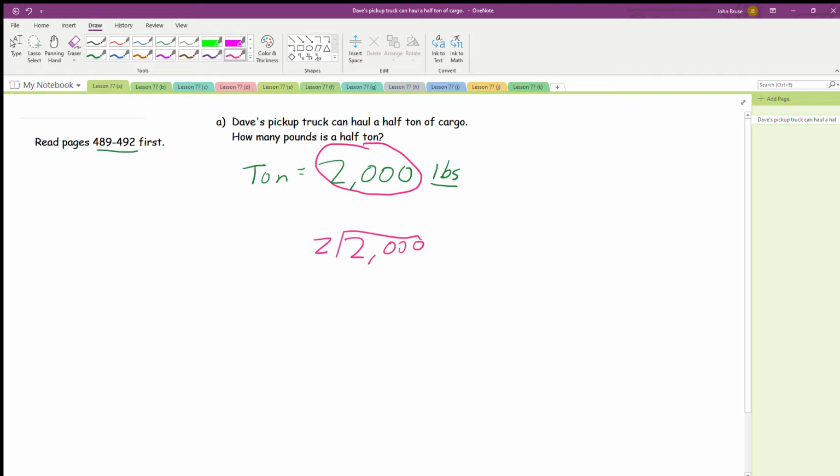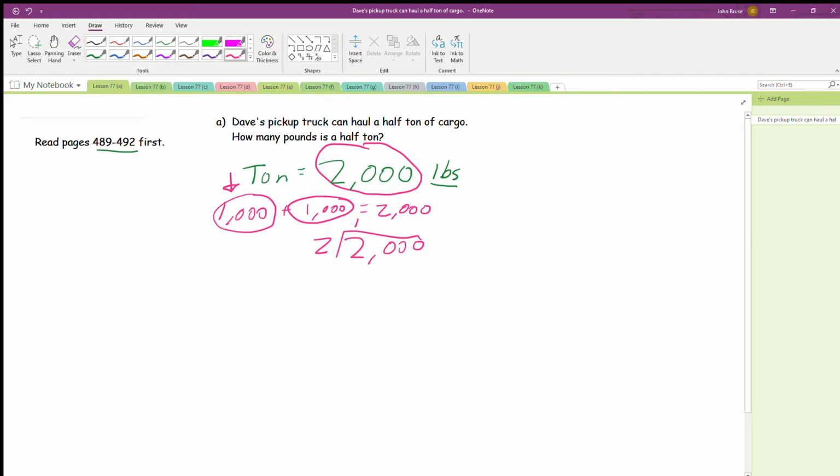But this really, I think if you guys can see that if I just take 1,000 plus 1,000, that equals 2,000. So this is one group and this is two groups. So half of a ton is going to be one of these groups, right? We can go ahead and do the division problem as well.